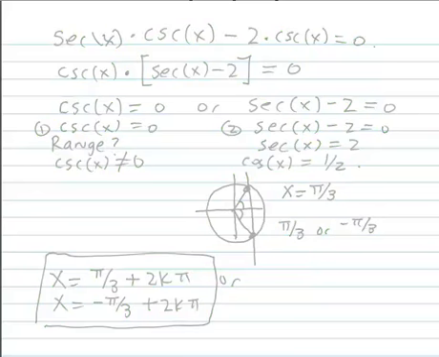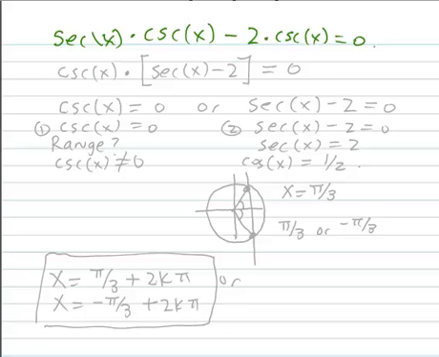Okay, in this next example, we are going to solve the equation secant of x times cosecant of x minus 2 times cosecant of x is equal to 0.